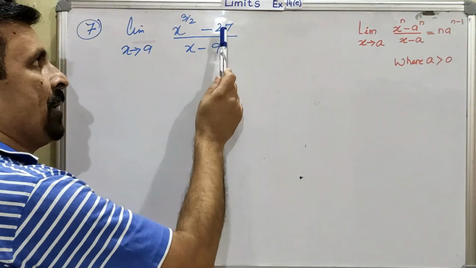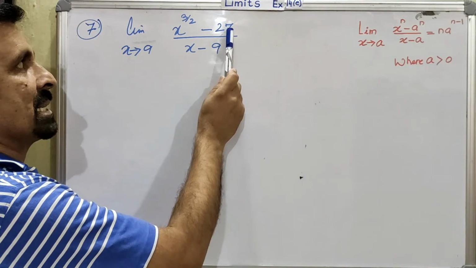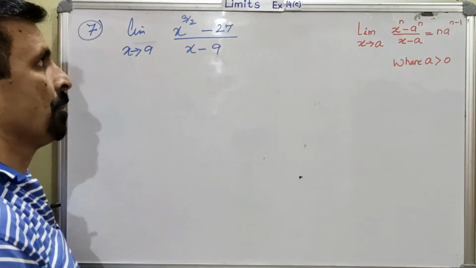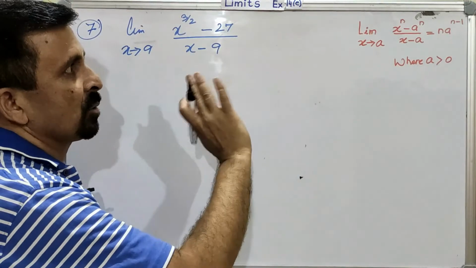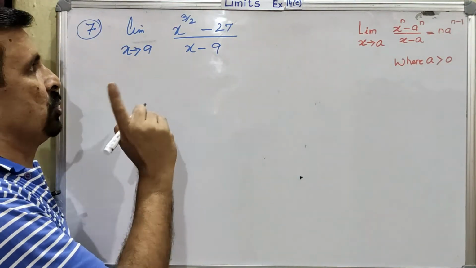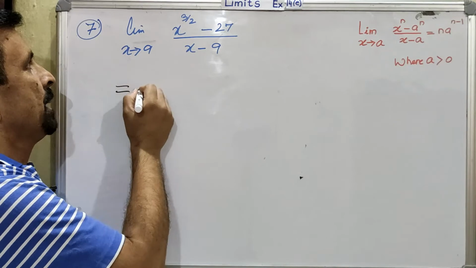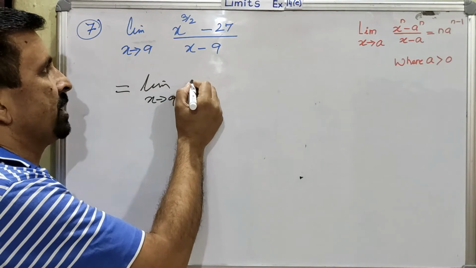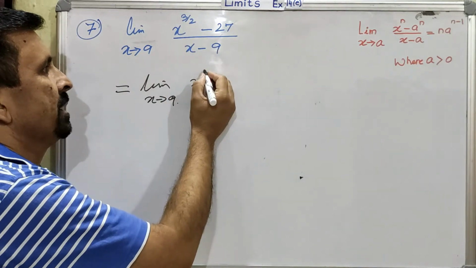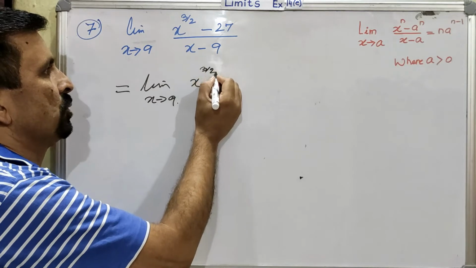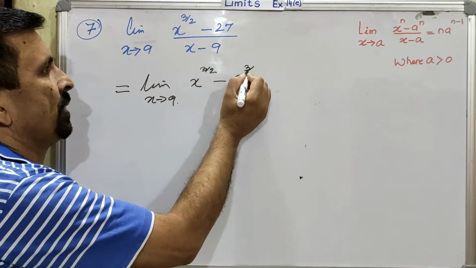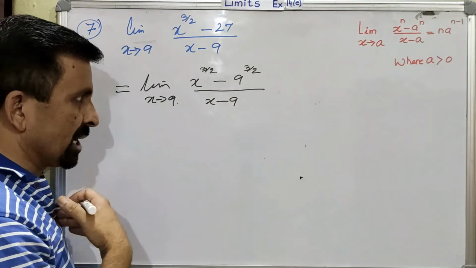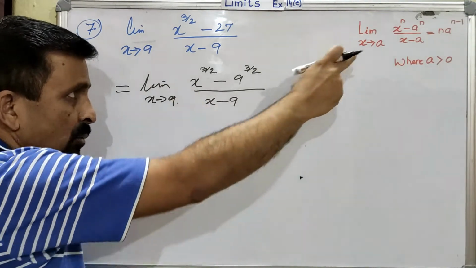So let us see, if I write this as 9 and then give the same power, is the problem getting solved or not? We are not applying any brain, we are just doing the copying. Sometimes we also have to do copying, because this question is only based on the pattern, limit x tending to 9. So if I write in that format, it should be x to the power 3 over 2 minus 9 to the power 3 over 2, divided by x minus 9. If I write it in this format, it is matching the given one.